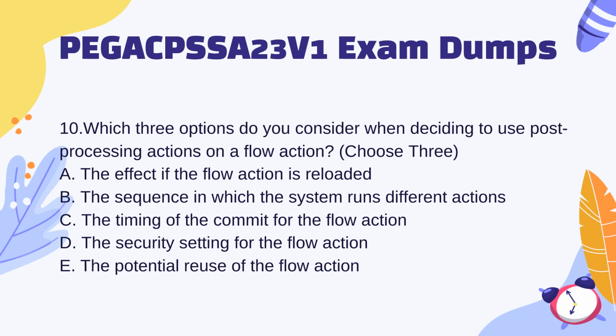10. Which three options do you consider when deciding to use post-processing actions on a flow action? Choose 3. A. The effect if the flow action is reloaded. B. The sequence in which the system runs different actions. C. The timing of the commit for the flow action. D. The security setting for the flow action. E. The potential reuse of the flow action.